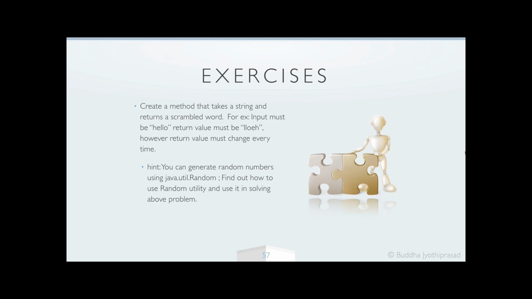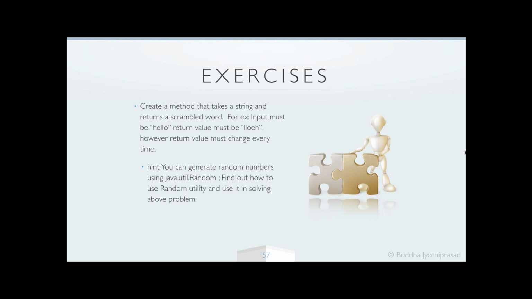Meanwhile, I want you to try to solve this problem. Say you have got an input string like hello. You have to scramble it, like jumble the letters inside that word, and return me a scrambled word. Each time I do it, it has to return a different scrambled word. Like when I scramble hello once, it has to return LLEOH. If I scramble again, it may return HLLOE. That way, it has to return a different scrambled word each time.